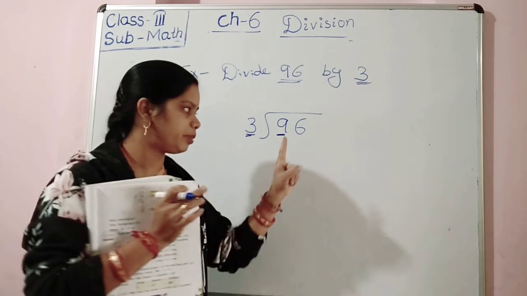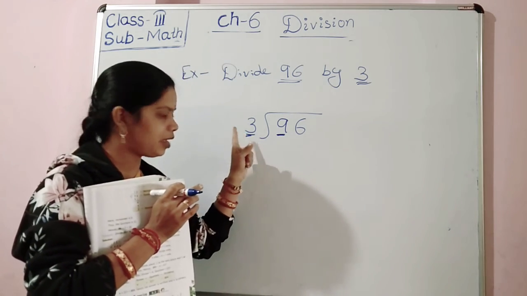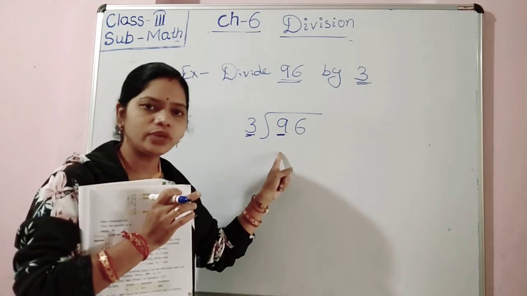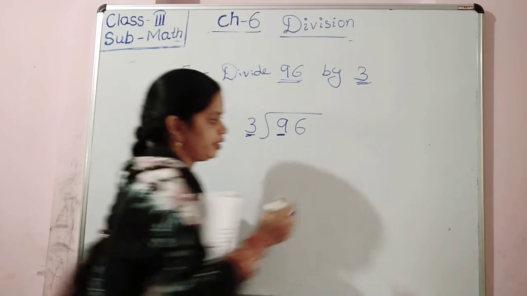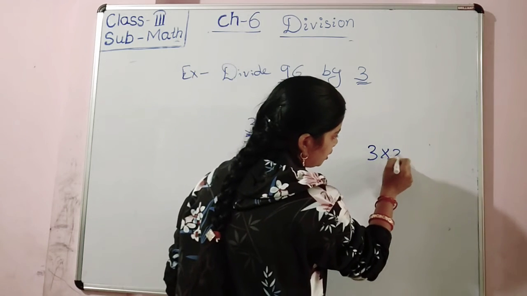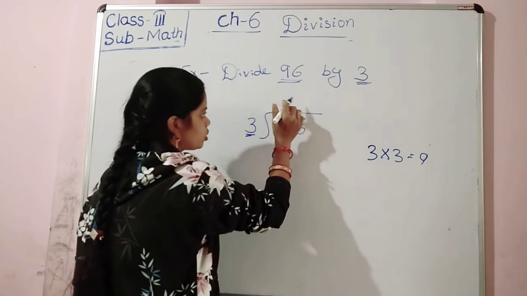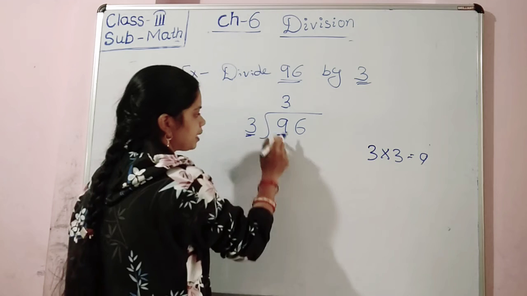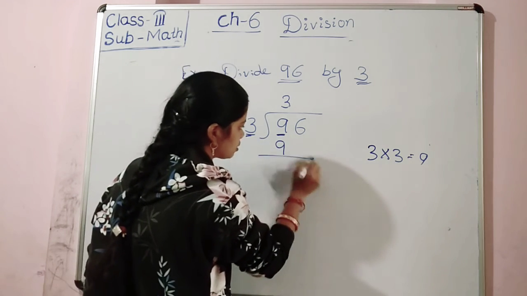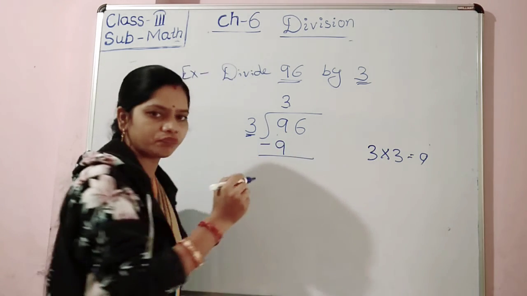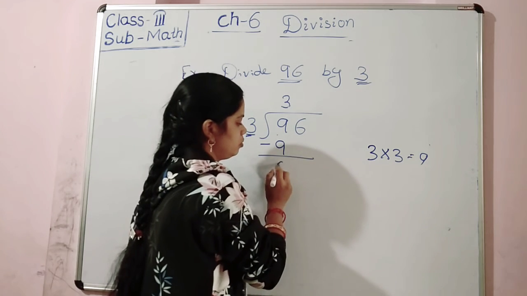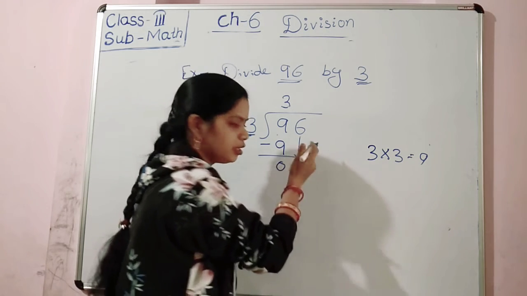First we take one number. How many times is 3 going into 9? Yes, you also know 3 3s are 9. So in the quotient place you write 3. 3 3s are 9. You write 9 under the tens place. Then subtract. 9 minus 9 is 0, and the 6 comes down.